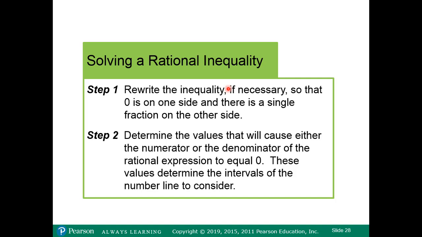Now, solving a rational inequality. Here are the steps. Step 1: Rewrite the inequality if necessary so that 0 is on one side and there is a single fraction on the other side. Step 2: Determine the values that will cause either the numerator or the denominator of the rational expression to equal 0. These values determine the intervals of the number line that we're going to consider.